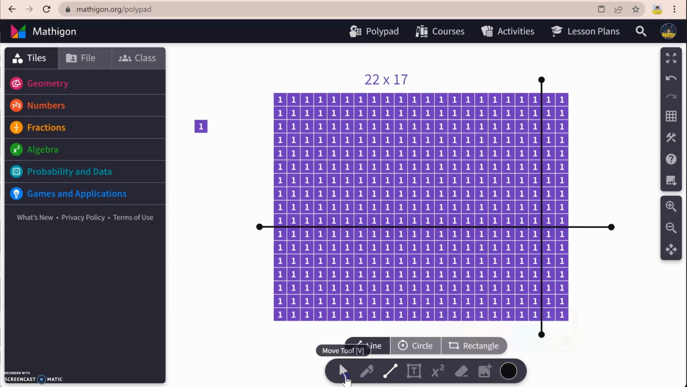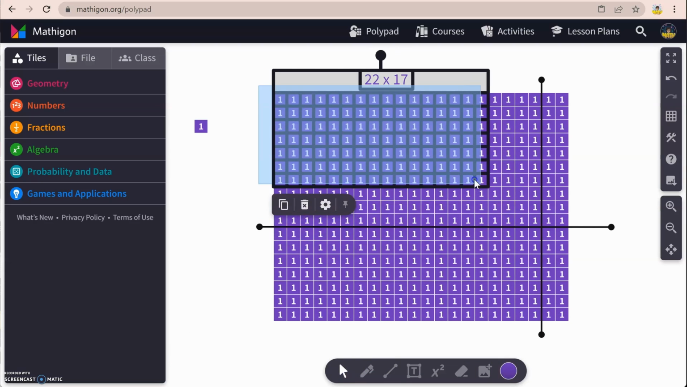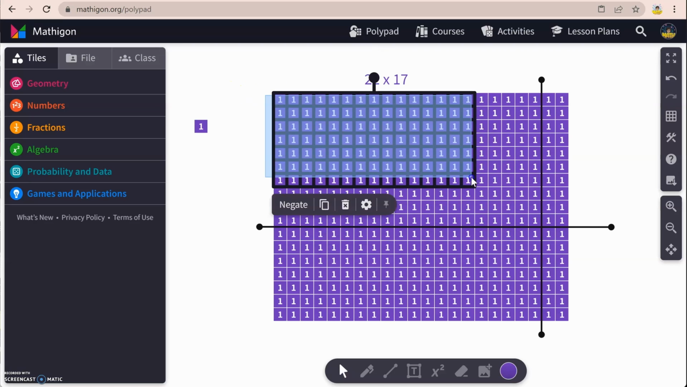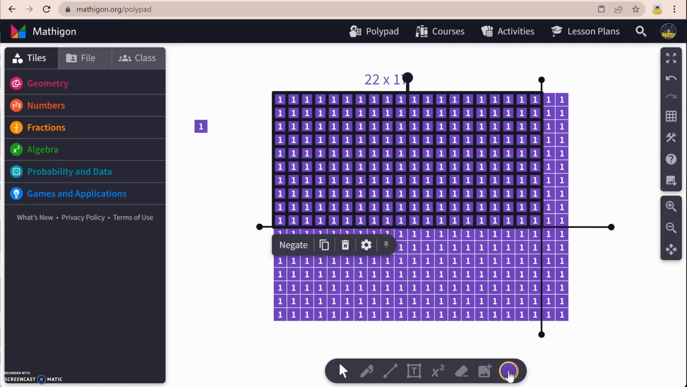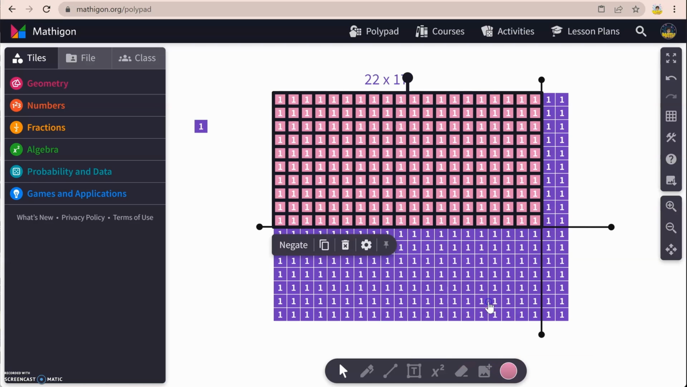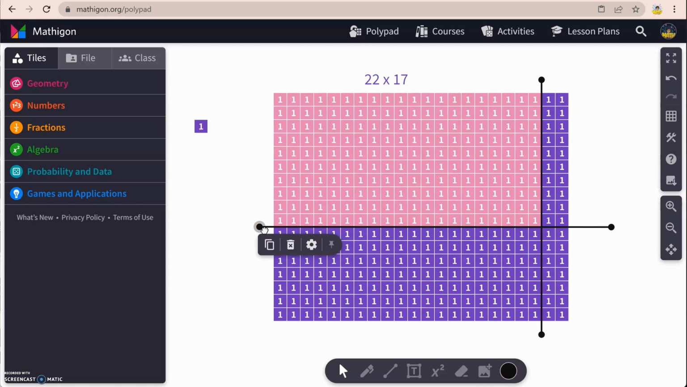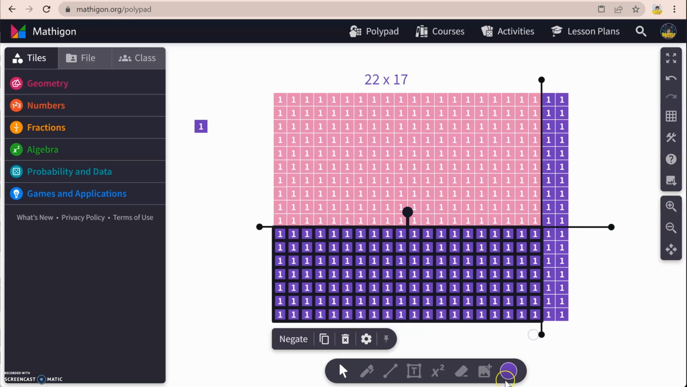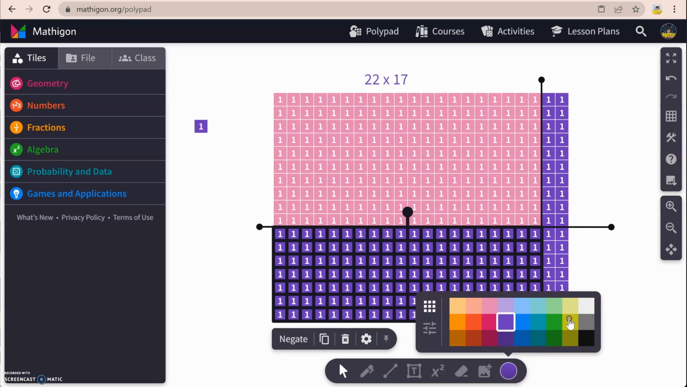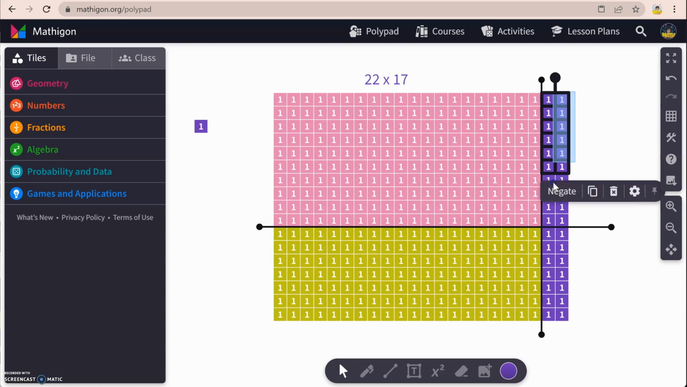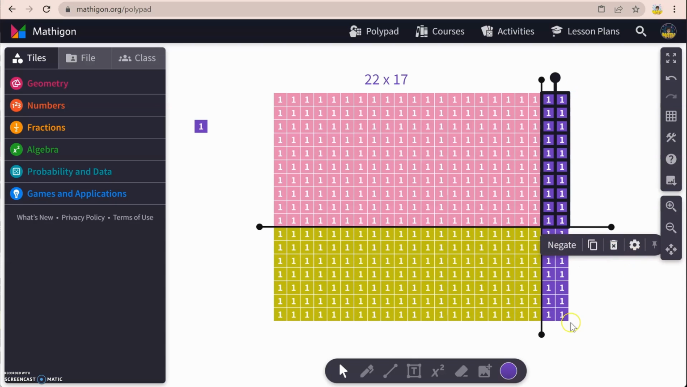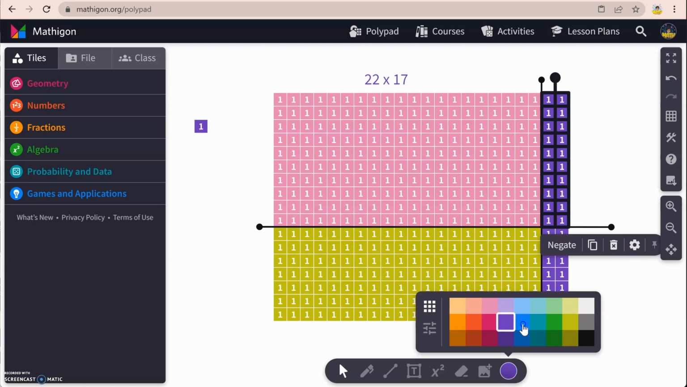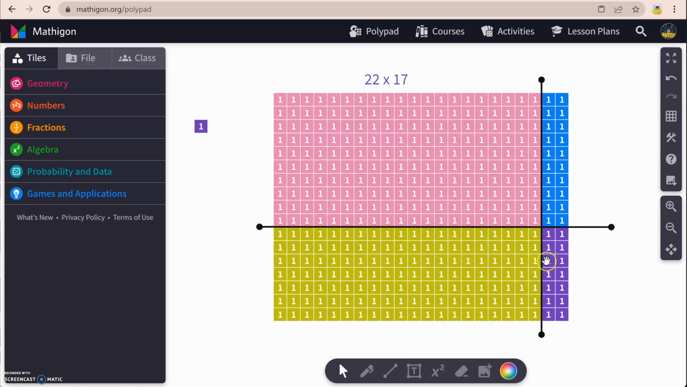And if I look at this, now I have 20 by 10, or 200 squares in the first section. I have 20 by 7, or 140 squares in the second section. I have 10 by 2, or 20 squares in the third section. And I have 2 by 7, or 14 squares in the fourth section.